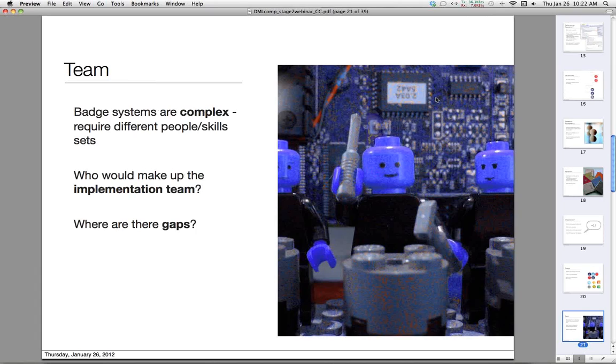The team question is actually an interesting question, and badge systems are relatively complex, so there's not really just one individual who can produce an entire badge system. What might the implementation team look like? Do you need a technical person? Do you need a designer? Do you need an educational assessment person? Do you need an educational psychology person? Are there gaps in your team? It's perfectly okay if there are gaps in the team. Just think about who might be the gaps or where they might exist.